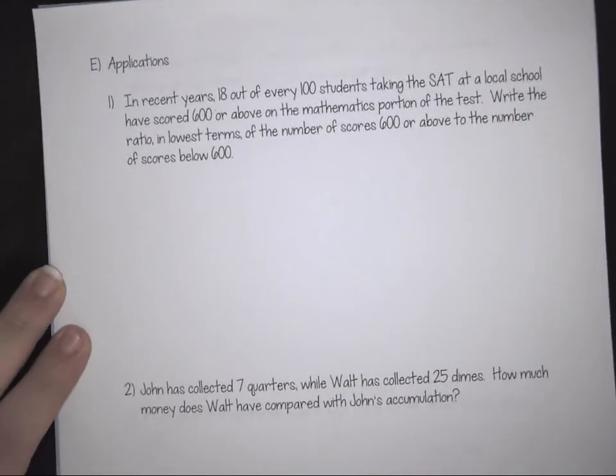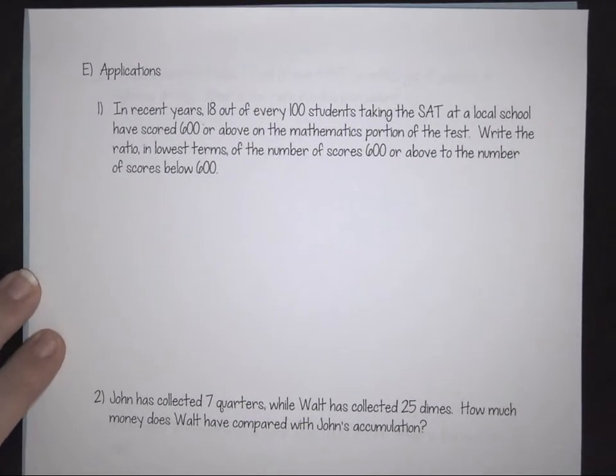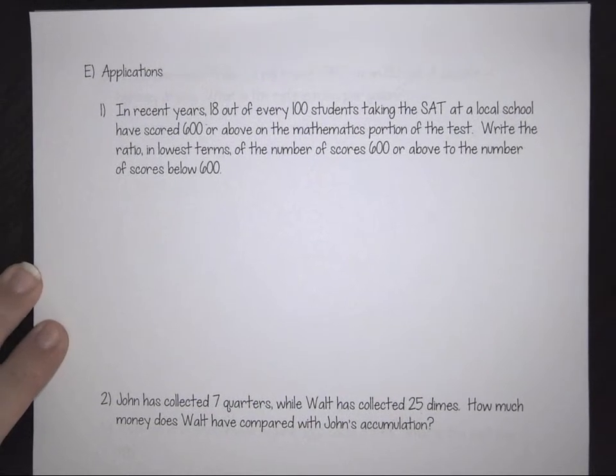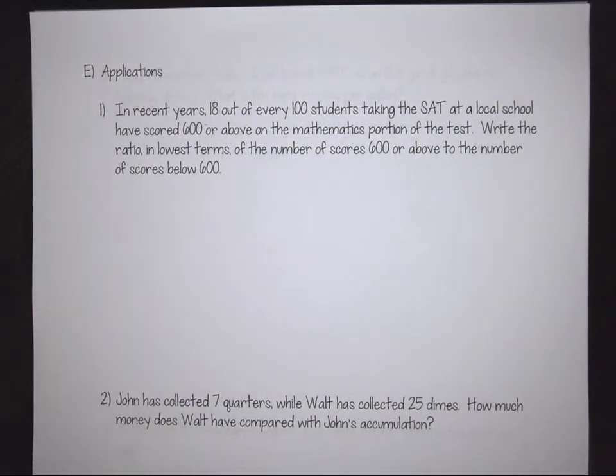Now, the other thing that we need to look at is, what does all of this mean when we actually apply it to application problems? So these are close or similar to a real-world event. And so we have, in recent years, 18 out of every 100 students taking the SAT at a local school have scored 600 or above on the mathematics portion of the test. Write the ratio in lowest terms of the number of scores 600 or above to the number of scores 600 and below.